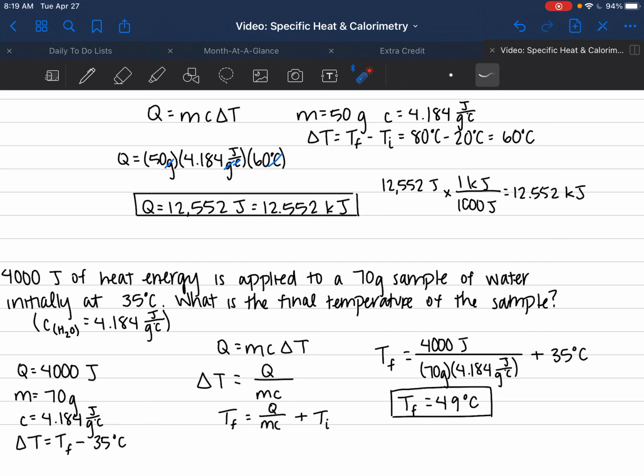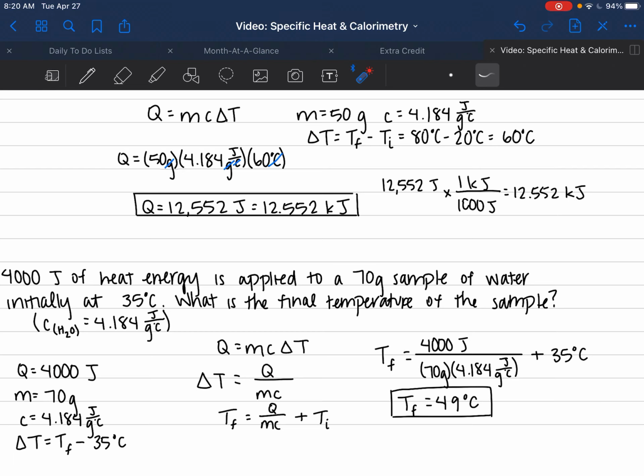But now that delta T is a little bit different. So delta T, which is T final minus T initial, we only have the initial. So we're solving for that T final. What I did was I put this delta T on the left-hand side by itself, and I did that by dividing Q by M times C, and then I broke apart delta T. I know it's T final minus T initial, so I just added that T initial to the right side to get this equation.